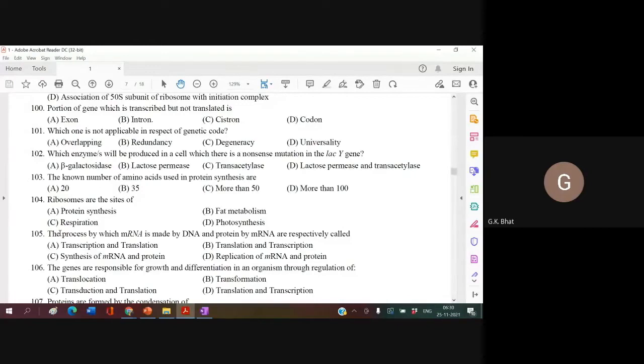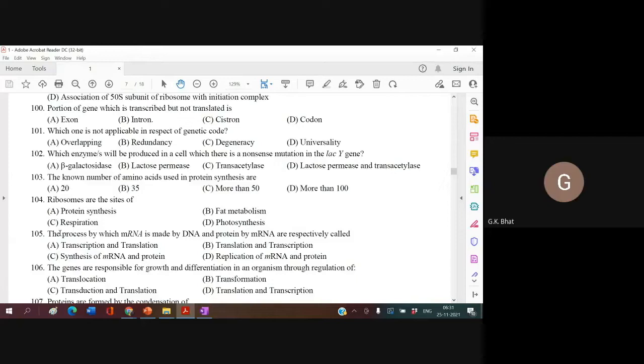100. Harshvardhan. Kavita. Yes, sir. 100. C. Hmm? No, sorry. B. Portion of gene which is transcribed but not translated. Transcribed means it gets formed, but not translated means it is not coding for any protein. The answer is B.